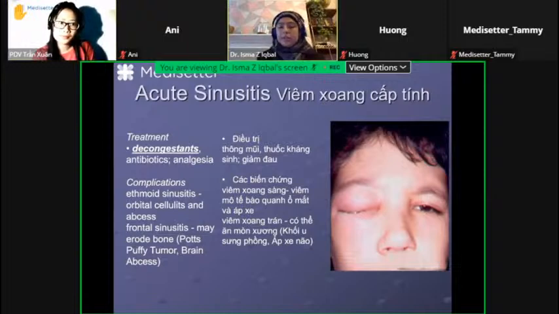So this is a picture of a child with orbital cellulitis, so an infection that spread from the sinus to the eye.